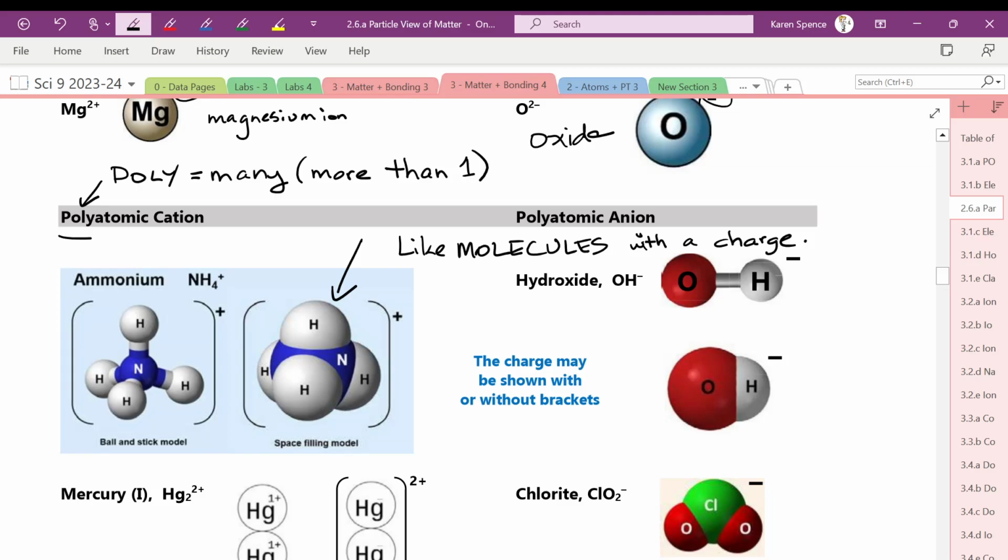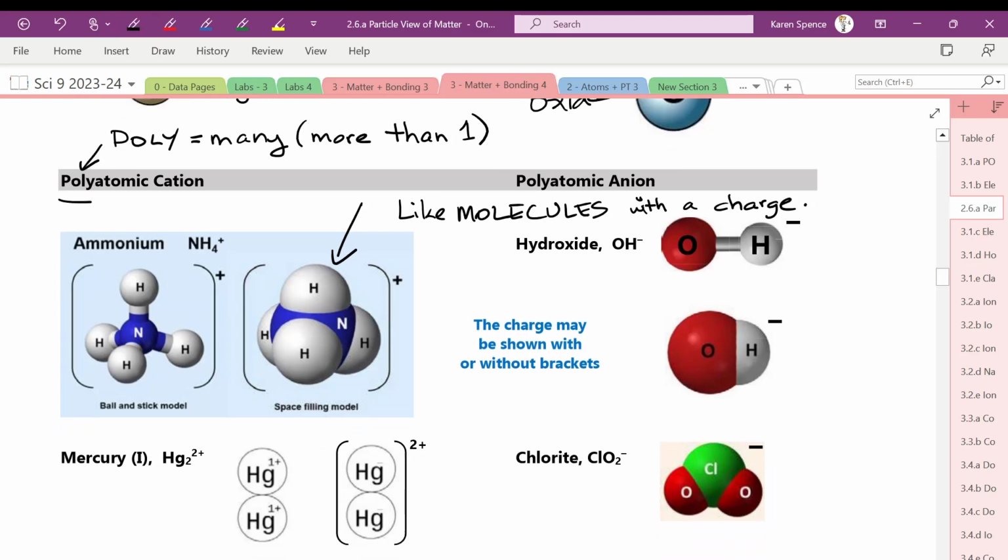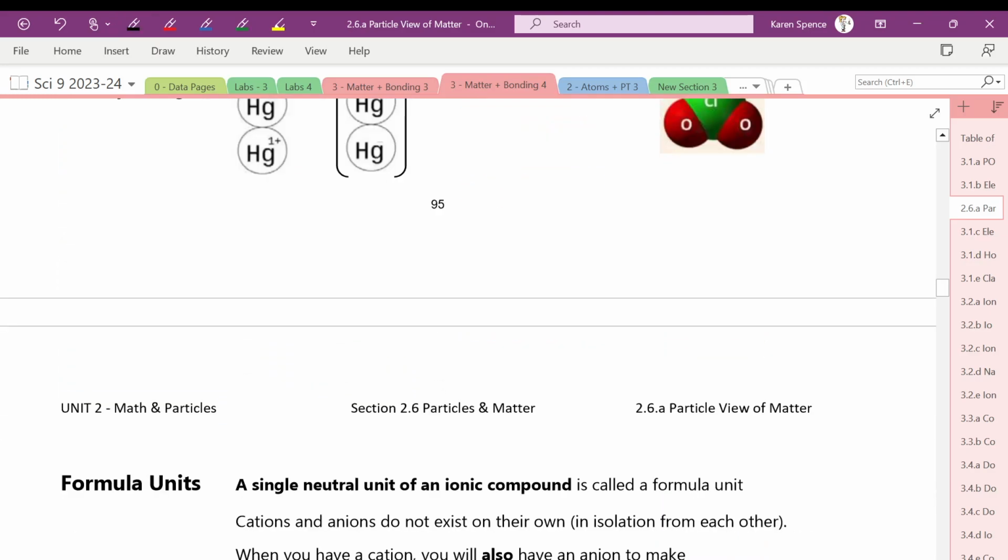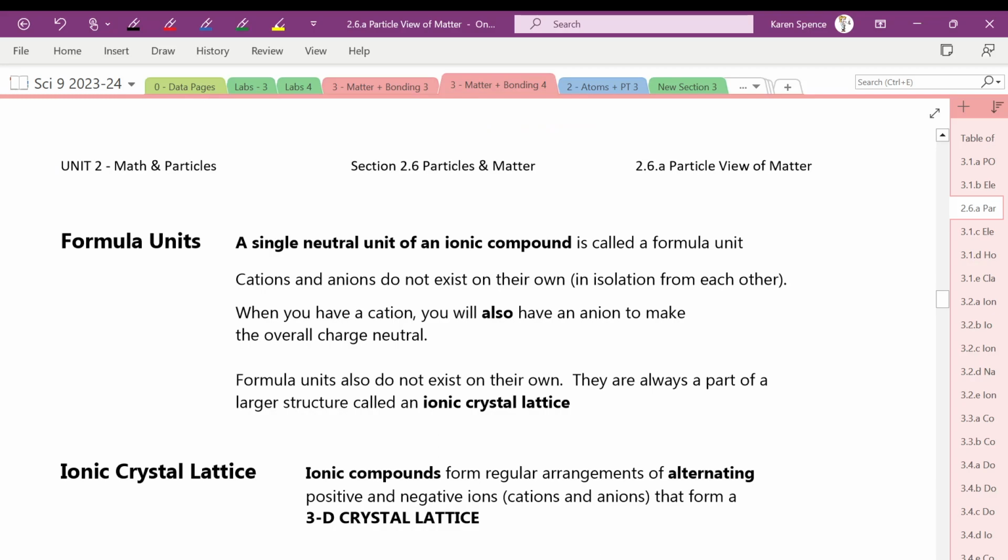You can either show the charge with brackets or without brackets. You're not going to have to draw them, you just need to be able to recognize them. Many atoms, many atoms with a charge. Ion, ion, ion.